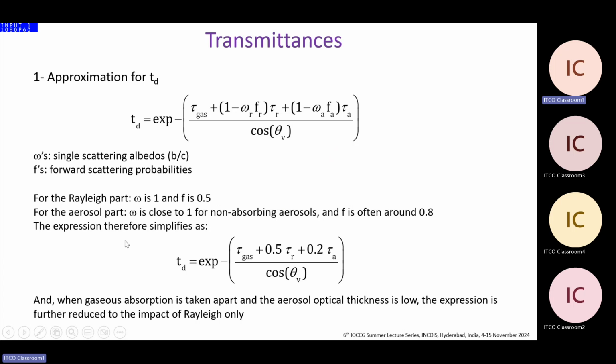Let's simplify this way because omega is 1 for the Rayleigh and f is 0.5, so that you end up with 0.5 times tau r. And for the aerosol optical thickness, for the aerosol component, this 1 minus omega f for a typical type of aerosol, maritime aerosols, you end up with a coefficient of around 0.2.